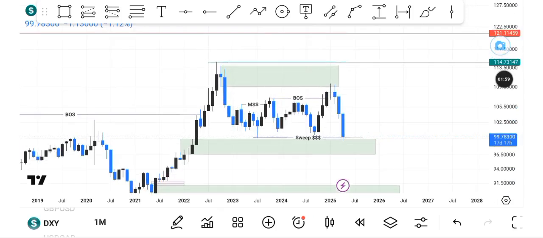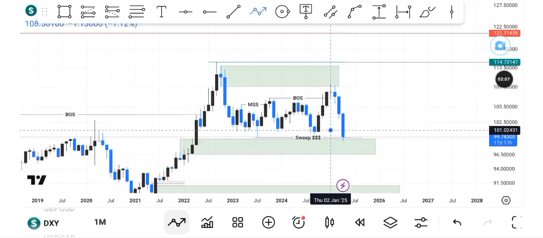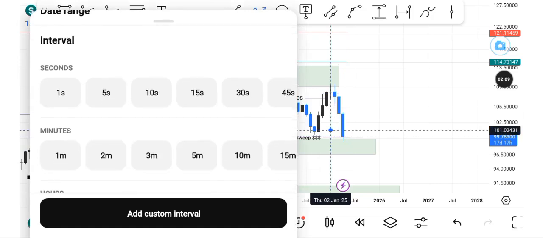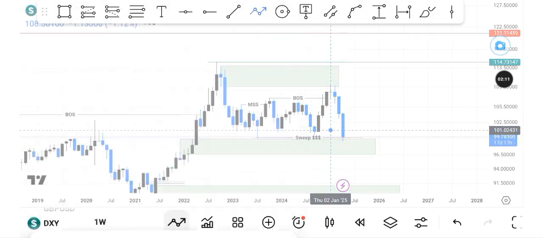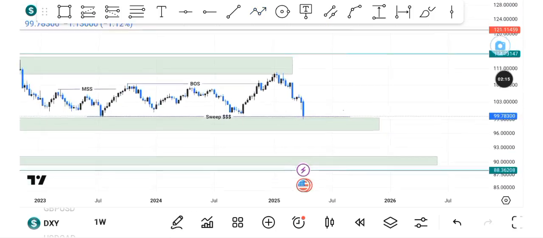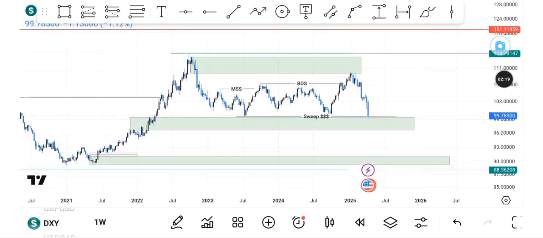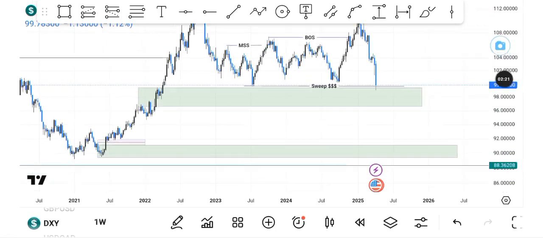Yes, it's very nice as long as you understand the DXY, because it's the benchmark of other currencies having a dollar sign. So if your bias is bullish on the DXY, then pairs like EURUSD you'll be bearish.